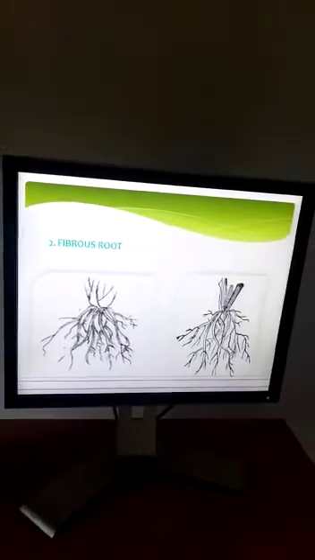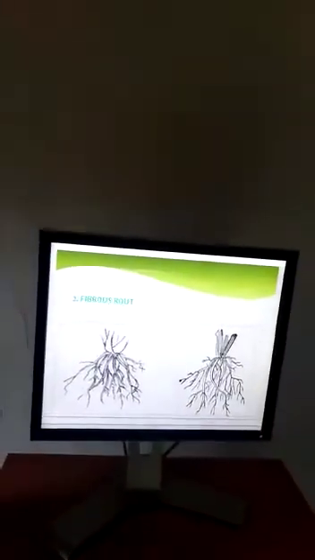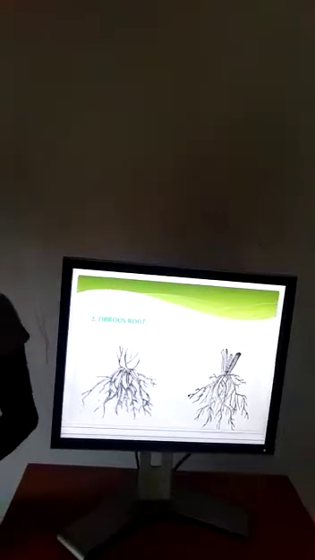Next type of root is fiber roots. Some plants have a large number of roots which originate from the base of the plant stem. It is called fiber roots. These are some pictures of fiber roots.